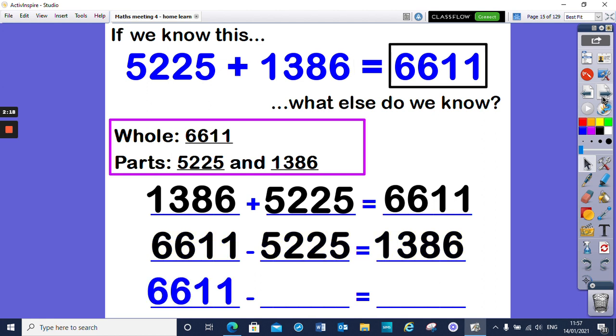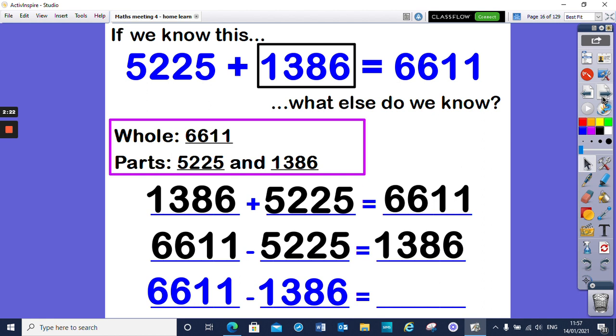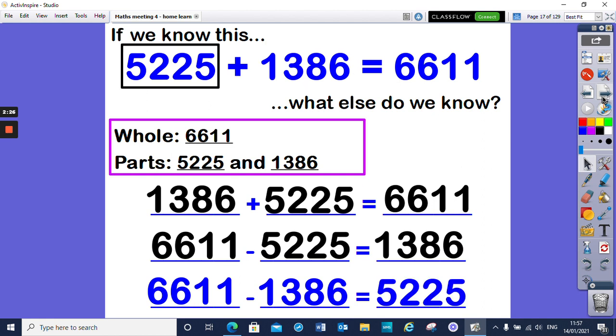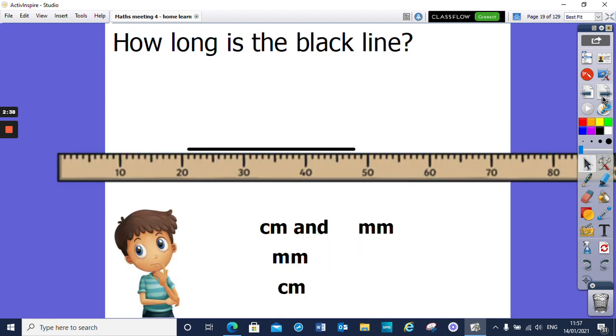If you didn't get that calculation, maybe you got the next one. Again, we're going to start with our whole, 6,611. Subtract one of our parts, in this case 1,386. That equals the other part, 5,225. Well done if you got all three of those calculations and the whole and the parts as well. Okay, let's move on to the next calculation.